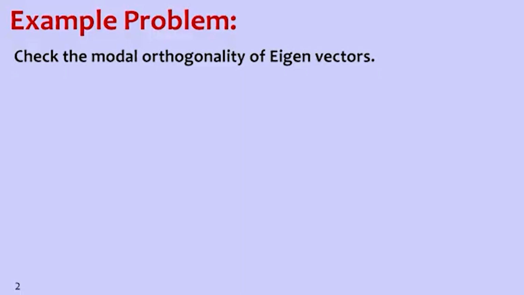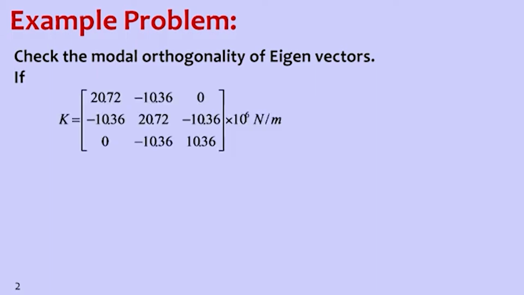Namaste. In today's tutorial we will discuss how to calculate the eigenvectors and how to check the modal orthogonality. So let us go directly into the problem. Here we have to check the modal orthogonality of the eigenvector. So here K is given to us.